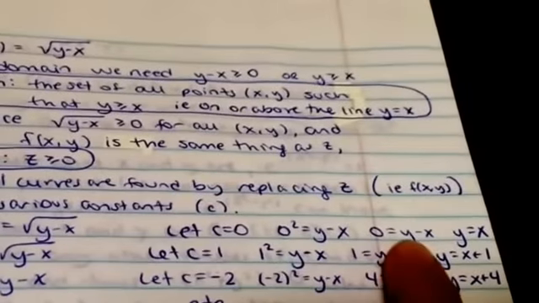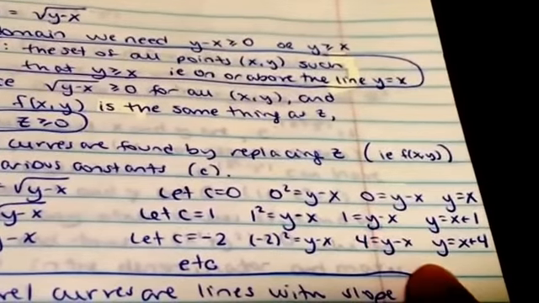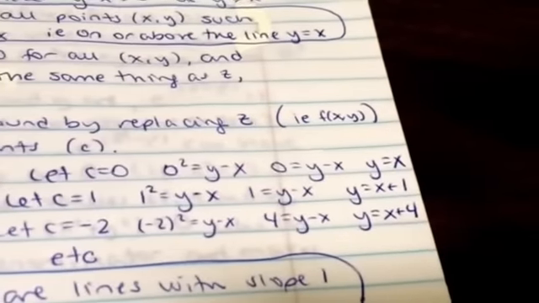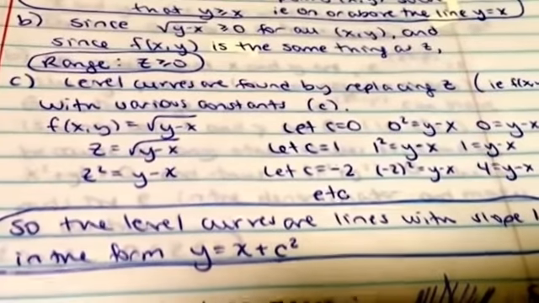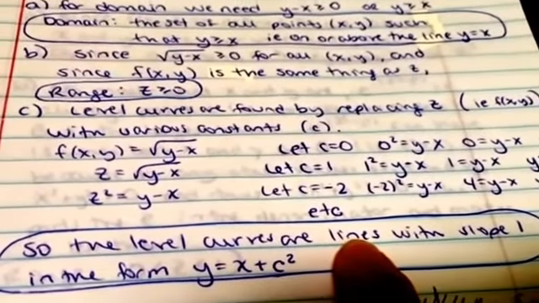And so here I get y equals x. Here I get y equals x plus 1. Here I get y equals x plus 4. So those are just a bunch of lines. Notice all the lines have a slope of 1, but different y-intercepts. So if I have to describe them in words, they are lines. That would not be enough information though, so don't just say they're lines.